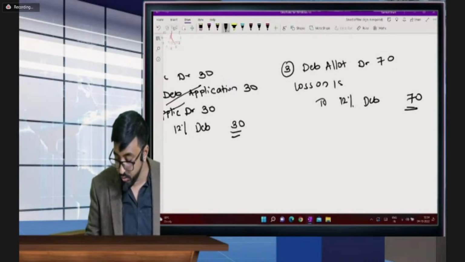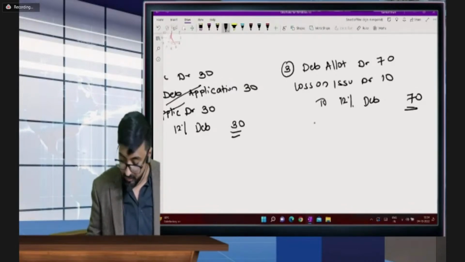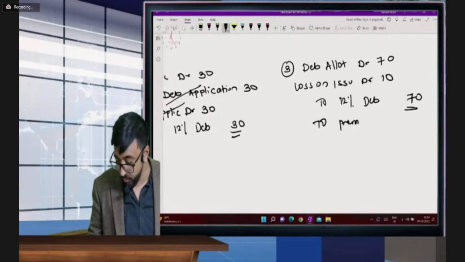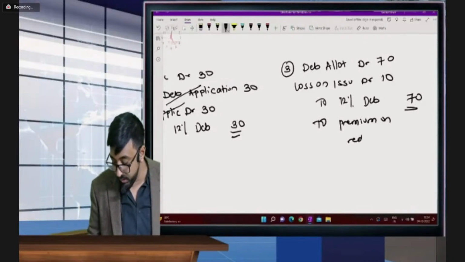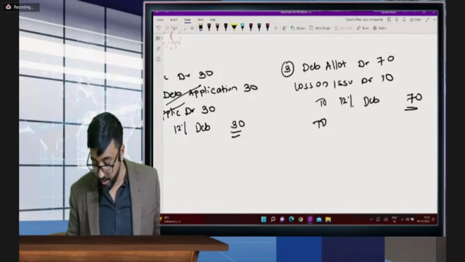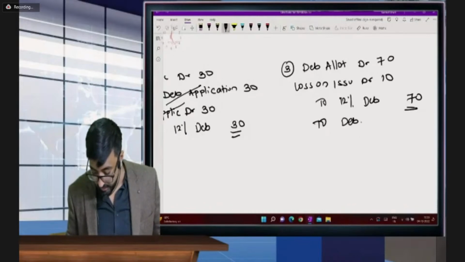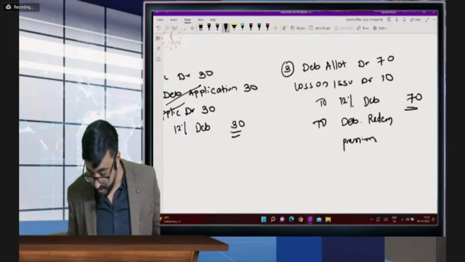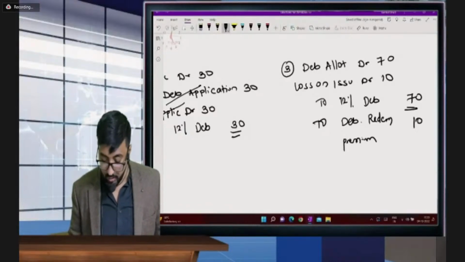Loss on issue 10, and extra we are paying premium on redemption for debentures, redemption premium account. Debentures redemption premium is your liability, 10 rupees.